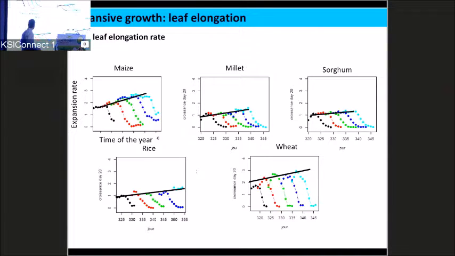Sometimes it's simple, like in maize, where we can simulate a really rapid decline of leaf expansion at one point. For some other species like wheat, it's a bit more complicated, and we have to use profiles with more than one parameter.